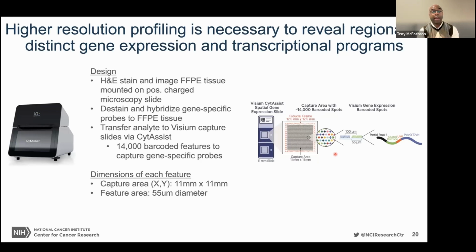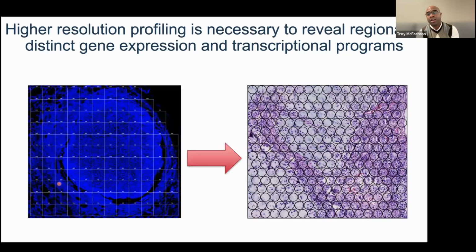And I'm not that great at math, so I'm not going to pretend to be able to do that multiplication really quickly, but it's a lot of data, right? So that's kind of the approach that we took here. And each one of those spots is 55 microns in diameter. So it's really, really, really small spots. So essentially what that does, that takes us from here to something like this, right? Where each spot can contain 1 cell, 2 cells, 10 cells, or no cells.